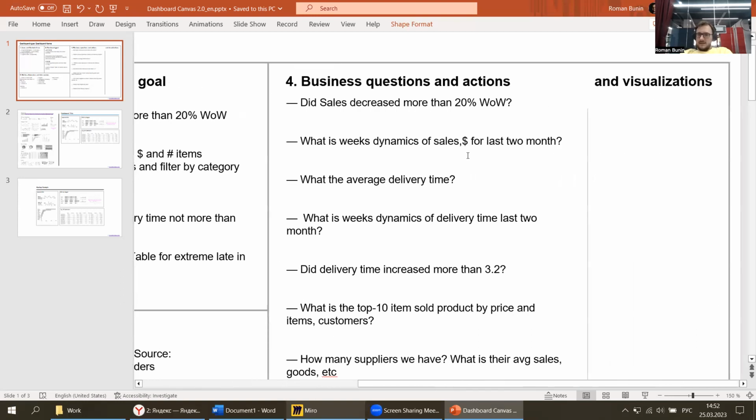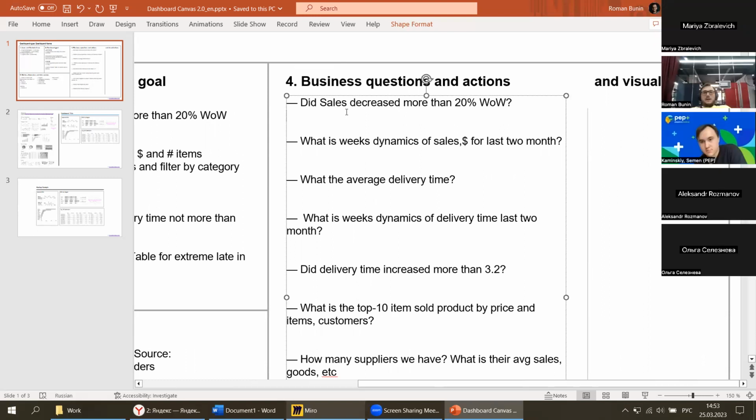Okay, let's move on just because we have only 8 minutes left. Let's decide on a database type. Did sales decrease more than 20%? What would be a good visualization for that?